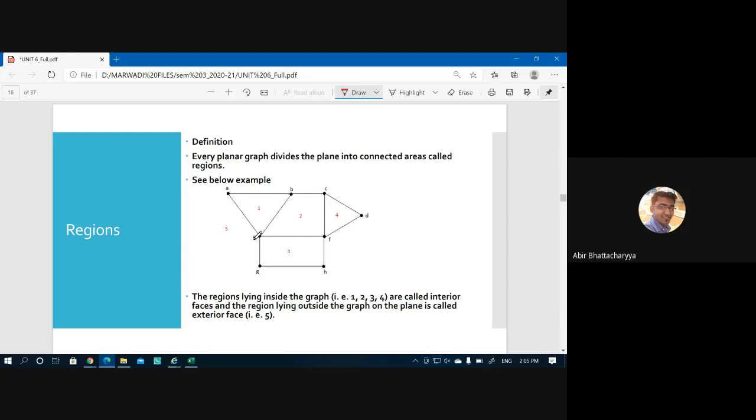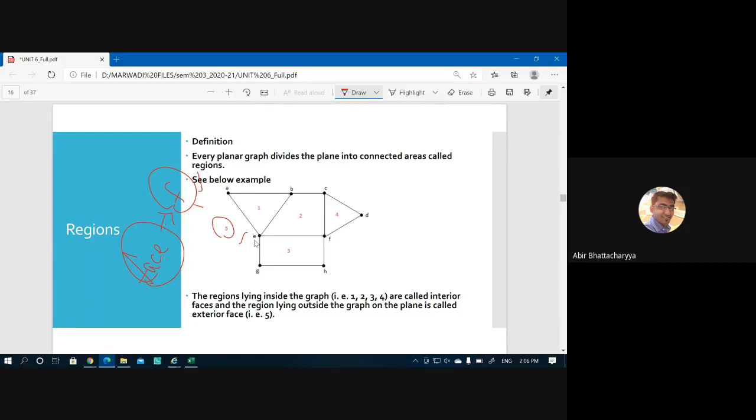Okay, so an embedded planar graph always divides the graph into some regions. Among all those regions, we will count the number of regions, and you can always find there is one exterior region. All others are going to be interior regions. So these regions are known as faces. Sometimes we call this a face, and we denote it as F. Okay, F is the notation for face. Okay, so region and face are both the same.